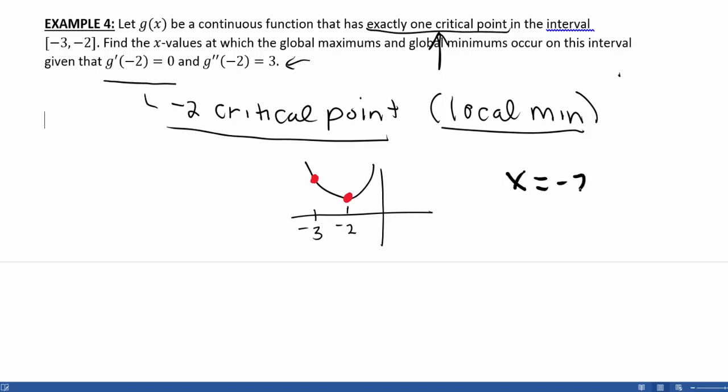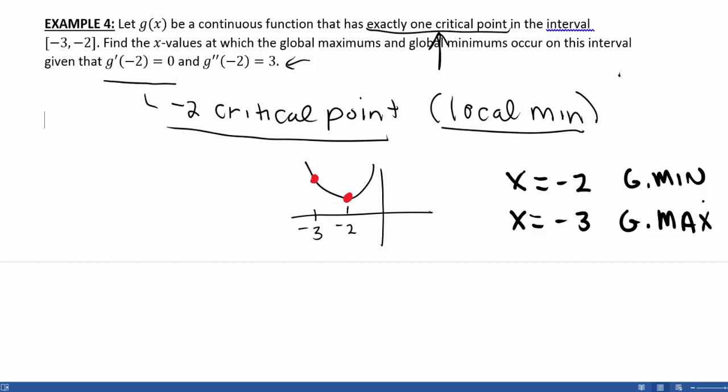So x equals -2 has to be our global minimum because that's going to be the lowest value. It can't turn around and go down further because then we would have another critical point, and we were told there's only one critical point. And that means that x equals -3 has to be our global max because that function has to keep going up to the left. Because again, if it were to turn around, then we'd have another critical point, which we don't. So we're able to discern where our global max and our global min are using what we know about the first and second derivative and local maxes and mins to get a sketch of our graph, and then we can hone in on our interval to determine the global values.